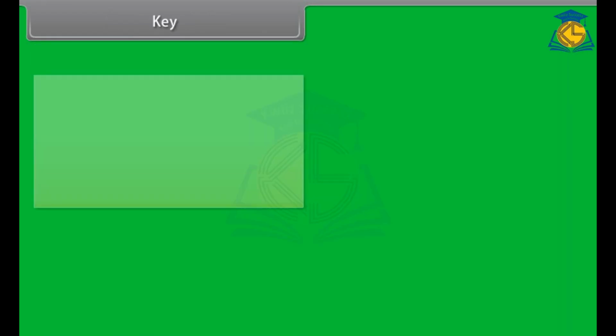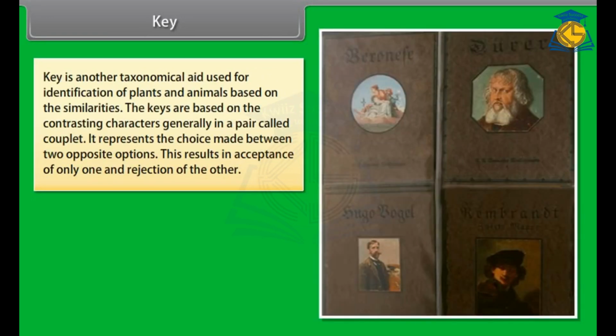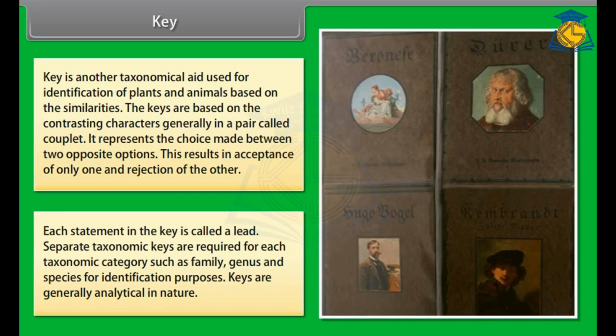Key: key is another taxonomical aid used for identification of plants and animals based on similarities. The keys are based on contrasting characters, generally in pairs, called couplets. It represents the choice made between two opposite options. This results in acceptance of only one and rejection of the other. Each statement in the key is called a lead. Separate taxonomic keys are required for each taxonomic category such as family, genus, and species for identification purposes. Keys are generally analytical in nature.